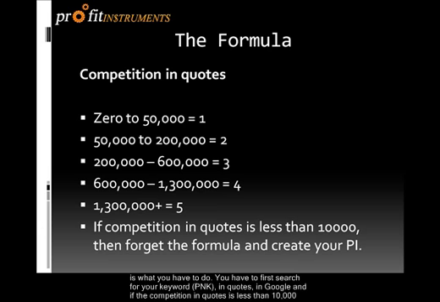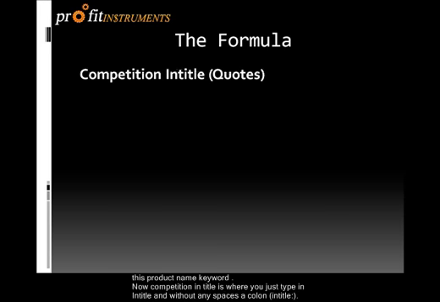So this is what you have to do. You first search for the keyword, the PNK, in quotes in Google, and if the competition is less than 10,000, then you don't need to proceed anywhere else with the formula. It's safe enough to assume that you will get ranked well in the search engines for this product name keyword. Now competition in title is where you type in allintitle, a colon, and without any spaces, your product name keyword in quotes. Search in Google, and the competition that is returned will determine the I factor.